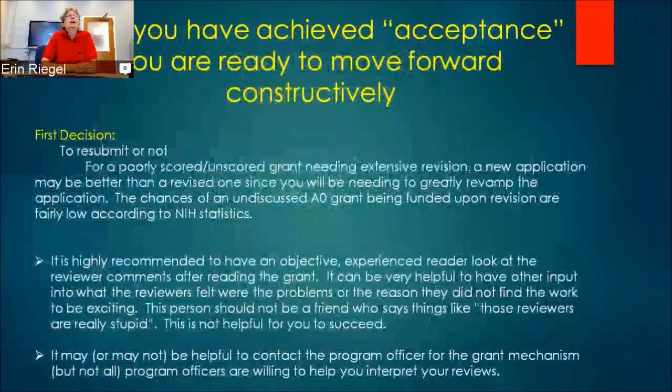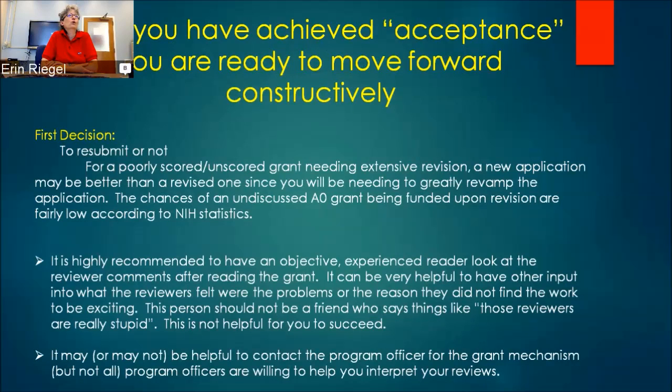Okay. So at this point, hopefully you've achieved acceptance, saying, all right, I have dealt with my grief. I have figured out what the reviewers found so objectionable about my grant, or even what they didn't find objectionable. Because with the "I'm just not that into you" situation, there could be nothing wrong with your study at all. It's just that the reviewers find it blah. Maybe it ended up in the wrong study section, and the people reading it are not the right people to appreciate why the work is important. But at that point, you have to make an important decision, and that's whether to resubmit the application or not.